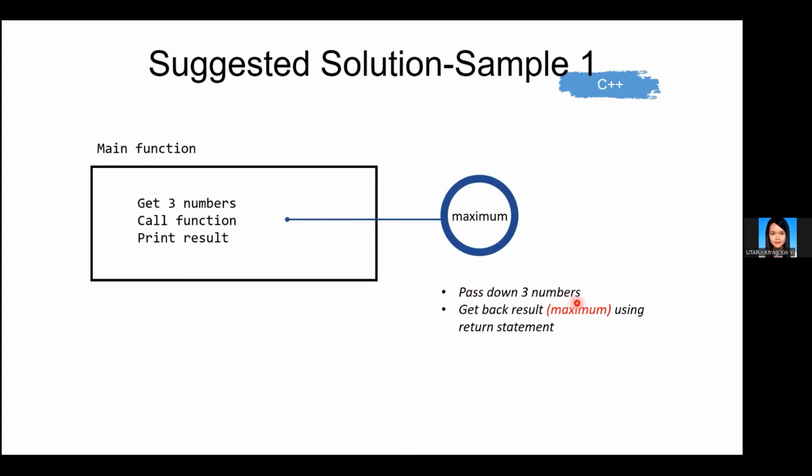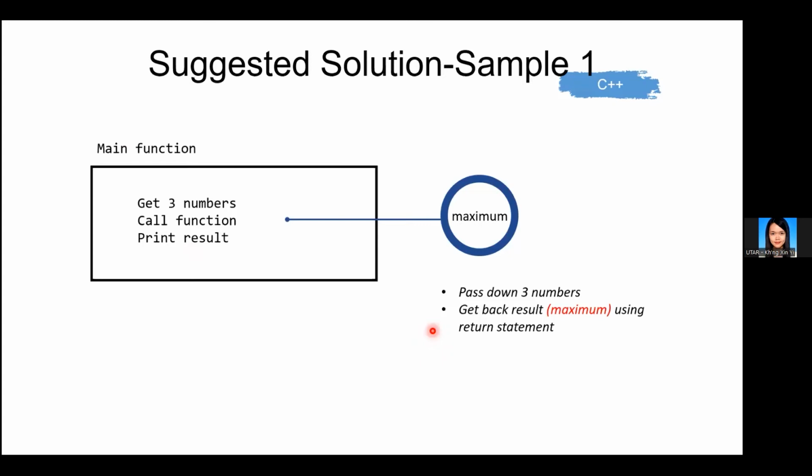And then after that, we have to decide, are we going to get back any result from this function? Of course, yes. We need to know what is the maximum result, right? So we can try to get back the maximum result using the return statement because we just have one value to be returned back. So we can just consider to use the return statement. Okay. After we are done getting back the maximum, then we just proceed to print the result, to print what is the maximum. That's all.